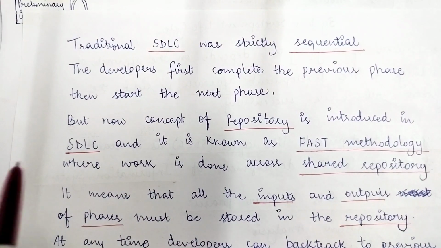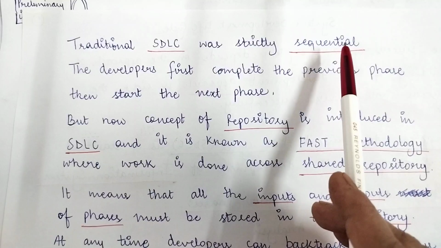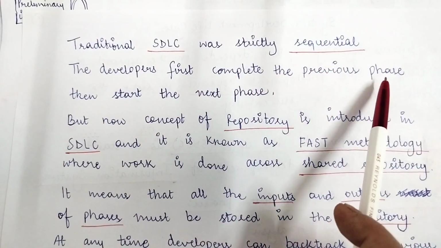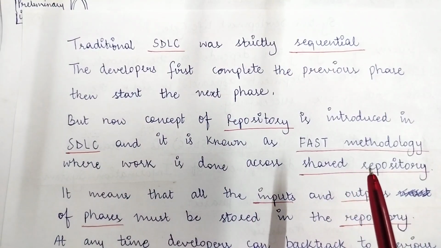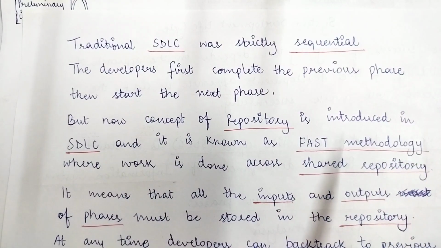Now, if you talk of traditional SDLCs which were used earlier, they were strictly sequential. The developers first complete the previous phase, then start the next phase. So they were strictly sequential. When I say strictly sequential, that means a sequence was strictly followed as to which phase will be completed first and which phase will proceed later on.